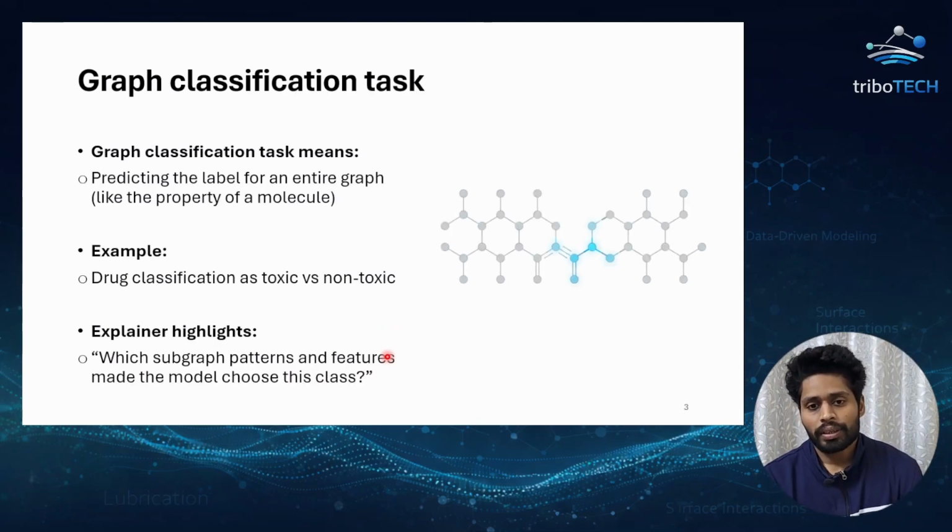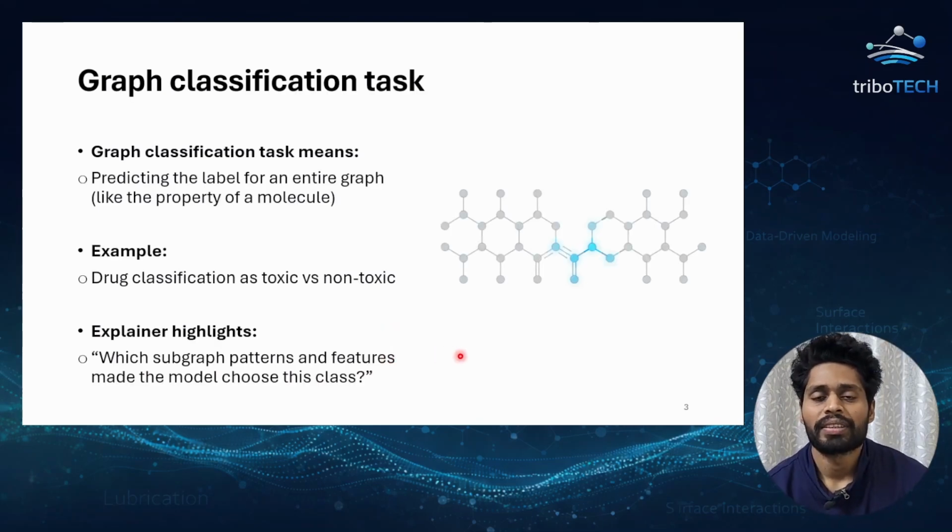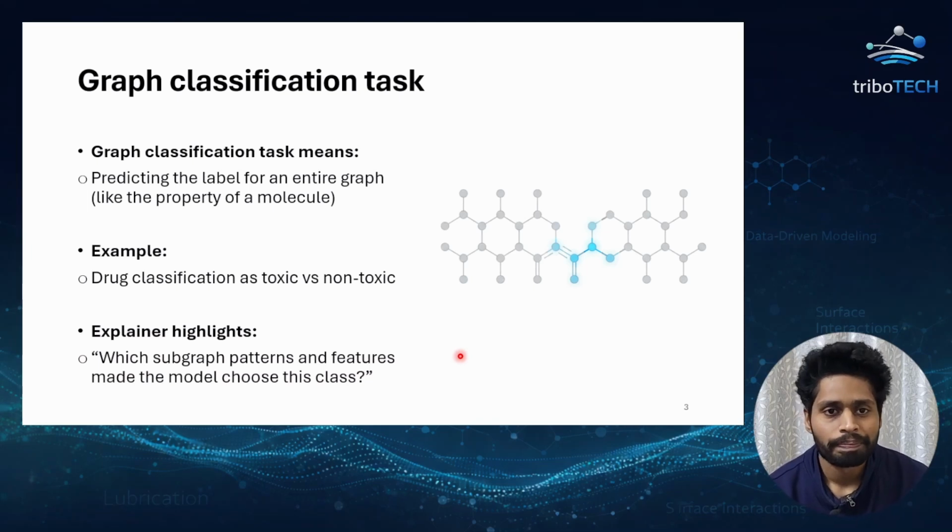So if you are already familiar with graph machine learning, then you may be knowing that there are three types of tasks of any graph machine learning problem. And these are graph classification task, node classification task, and link prediction task. Because there are three entities: node, links or edges, and the graph as a whole.